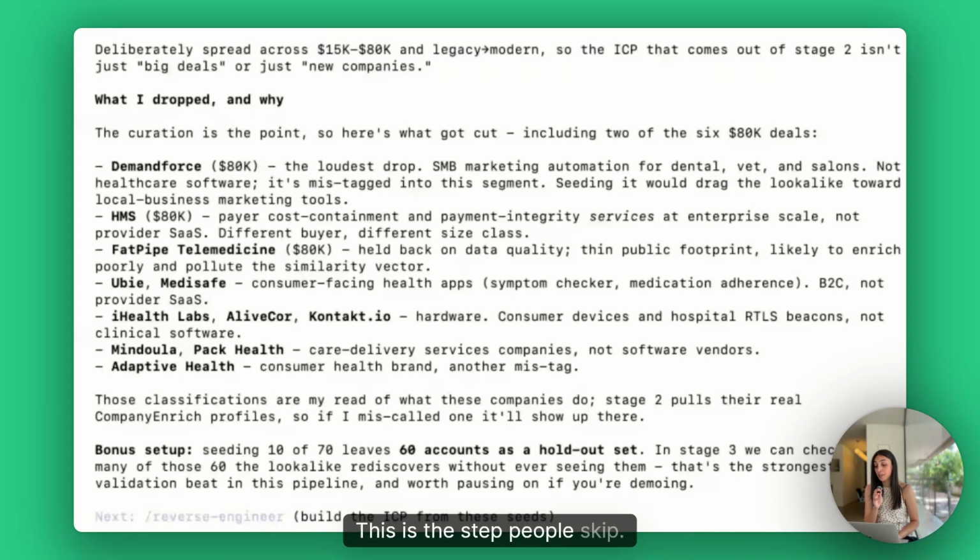This is the step people skip. You can throw all 80 in, but the quality is worse, because the engine considers all your seeds together and a mixed bag blurs the results. Tight beats noisy every single time. One more thing that happens here, almost as a side effect: seeding 10 out of 80 leaves 70 accounts the engine has never seen. Hold on to that, it becomes the proof later.